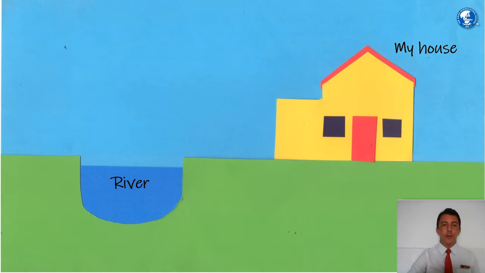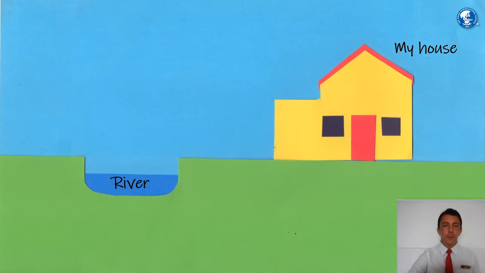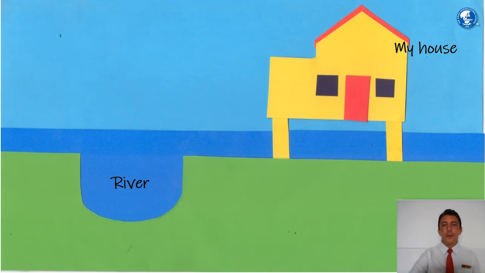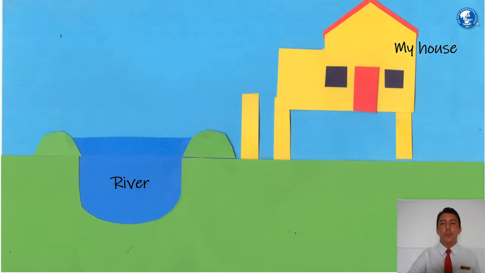Here, I've dug the river channel deeper so it can hold more water. Here's before, here's after. Another idea is to raise my house so that the floodwater won't reach it. Or maybe a combination of all of these things.